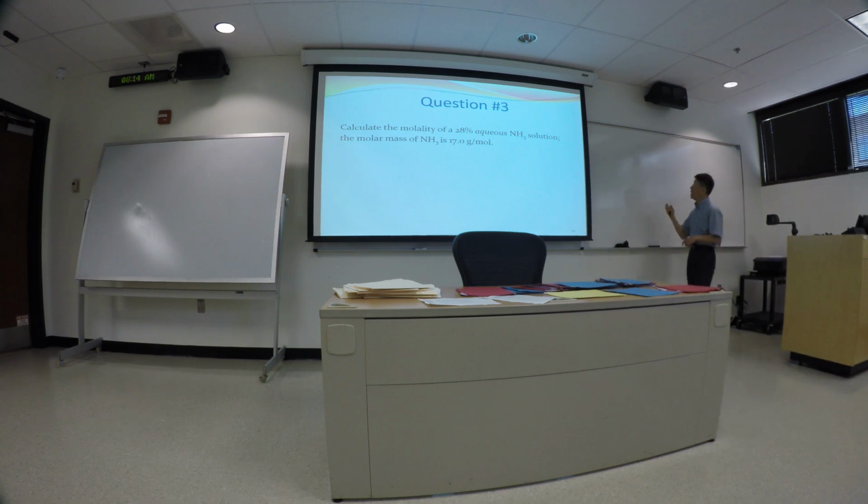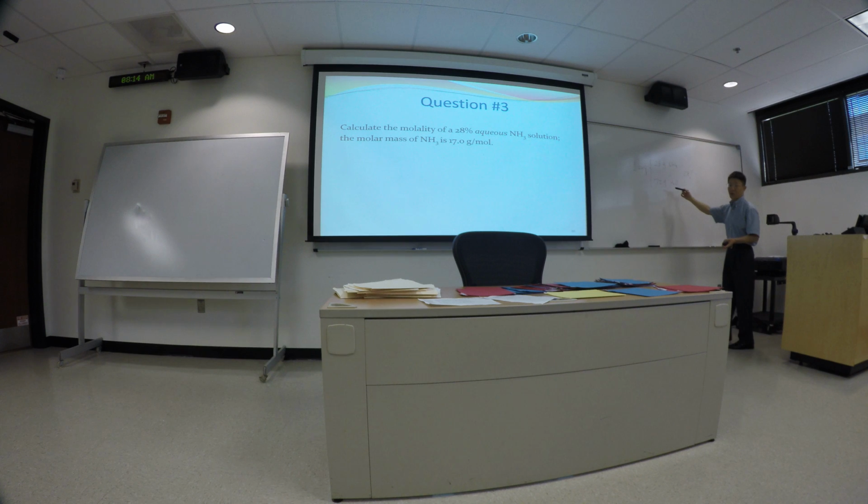So this means if you take 100 grams of the solution, you would have 28 grams of ammonia, and you would have 72 grams of water. Okay, so that's what 28% by mass means. So in this case, we can assume if you take 1,000 grams, or a kilogram, of this particular solution, you would have 0.28 kilogram of ammonia and 0.72 kilogram of solvent, water.